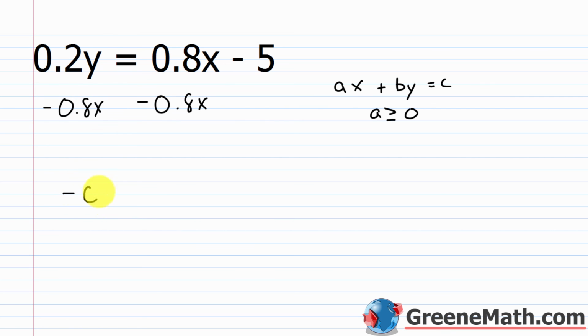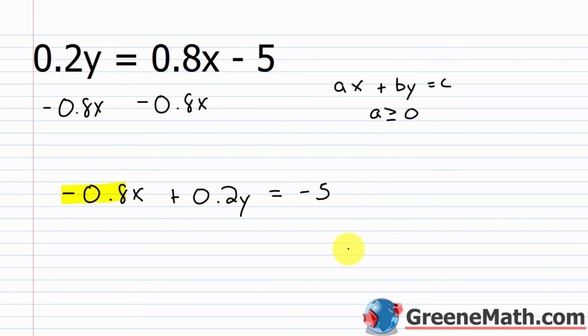So I'd have negative 0.8x plus 0.2y is equal to negative 5. Now, I have two problems here. I have the problem that this is negative, and I have the problem that it's a decimal. So I can fix both of them relatively easily.